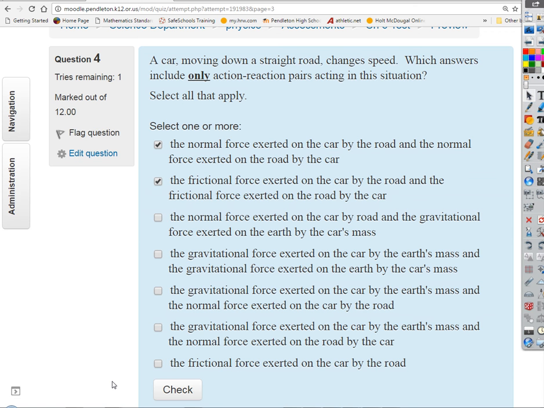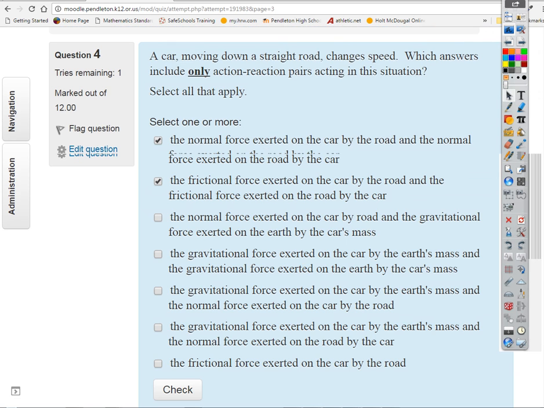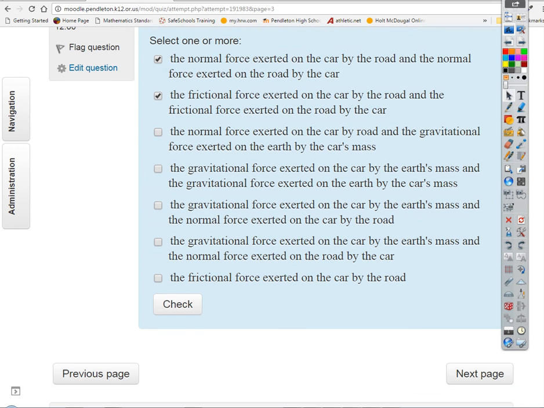Okay. So, the normal force exerted on the car by the road and the gravitational force, right? It's not going to work. It's a normal force and a gravitational force. It's not the same force. So what if we chose one?